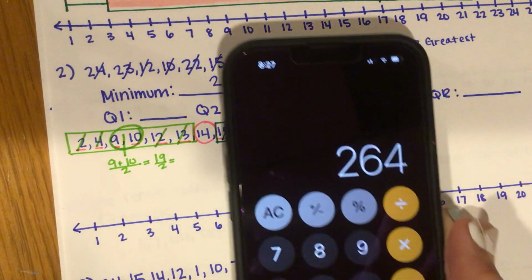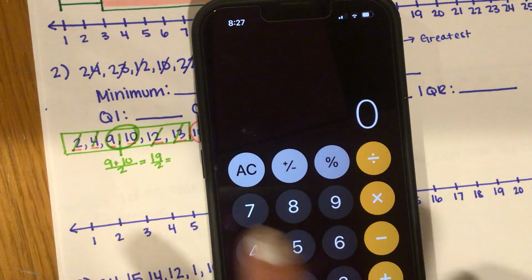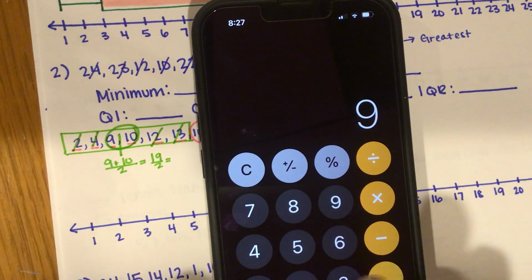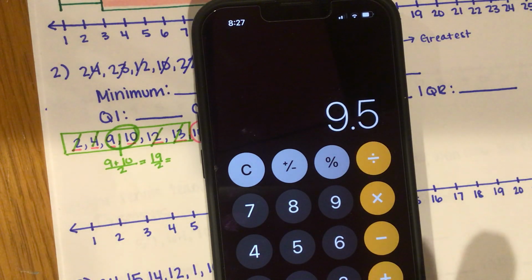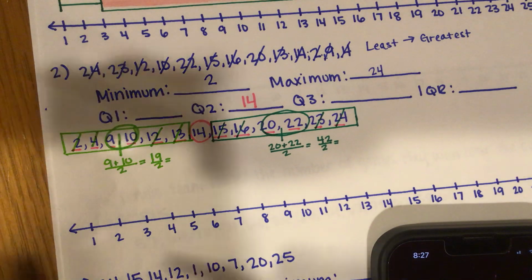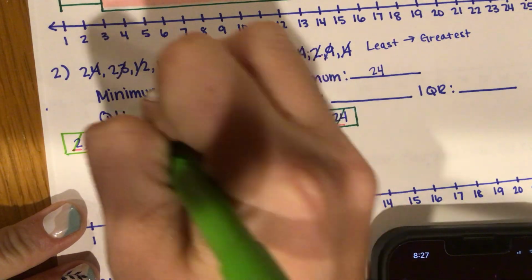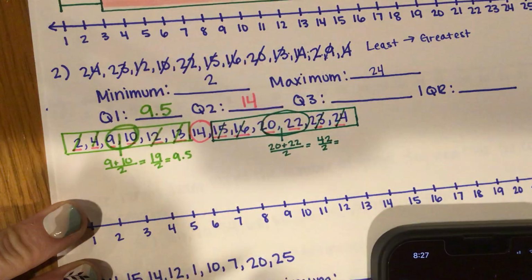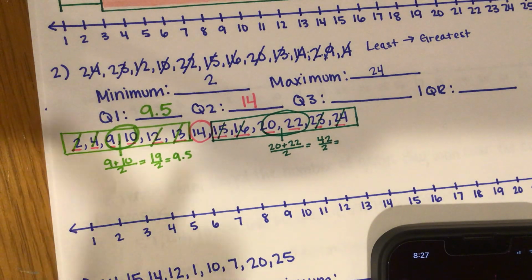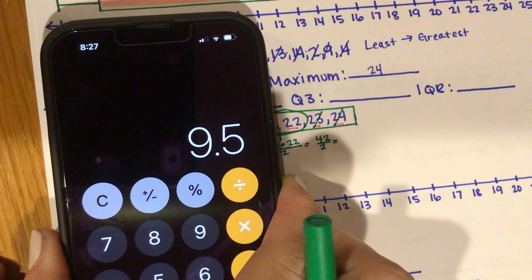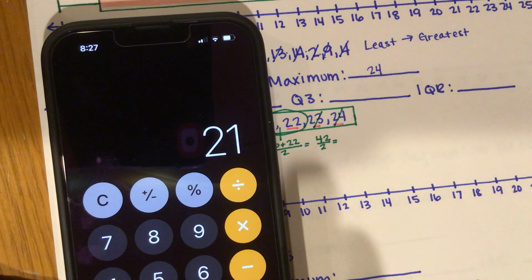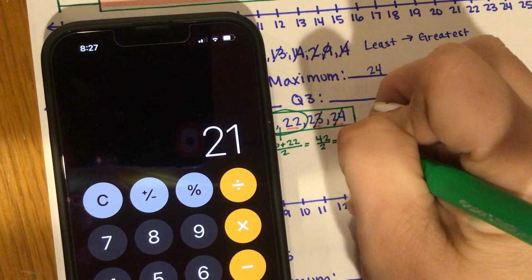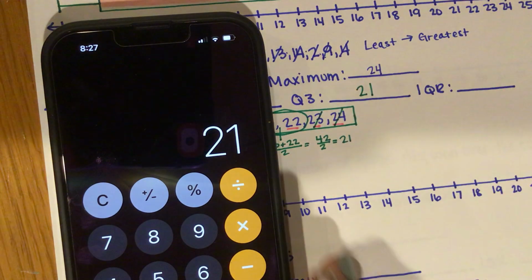So I have 9 plus 10 is 19, divided by 2 is 9.5. That is my lower quartile. My upper quartile is going to be 42 divided by 2, which is 21. That's my Q3.